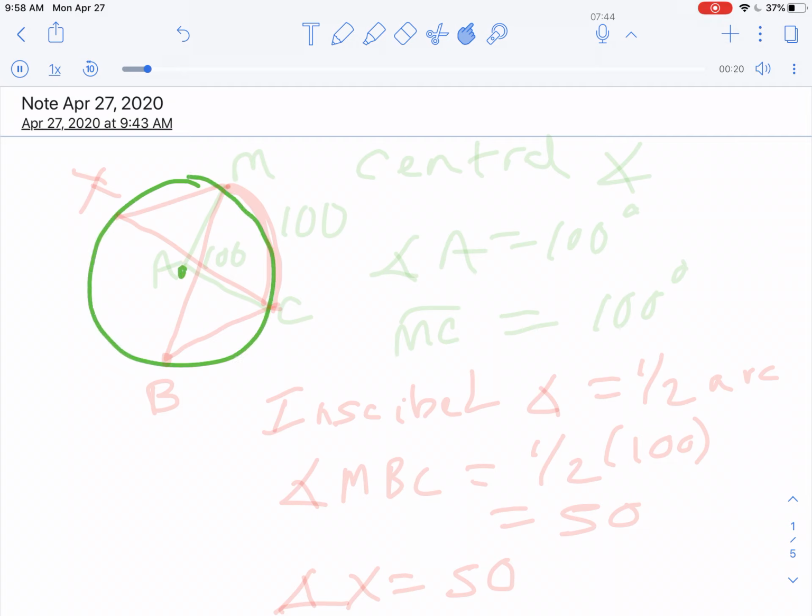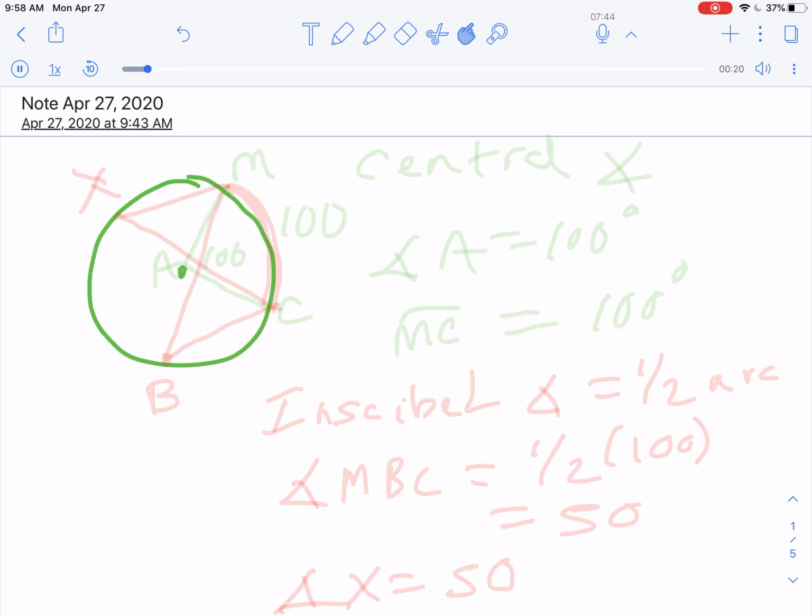And notice we can draw inscribed angles in a lot of different places. I could put one over here, and we'll call this angle X. Its intercepted arc over here is still this 100 degree arc. So angle X would also equal 50. So you could have numerous inscribed angles with the same arc.